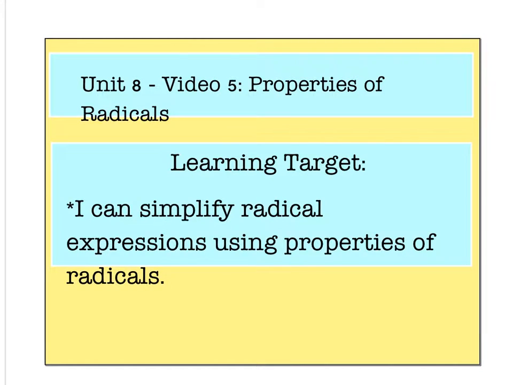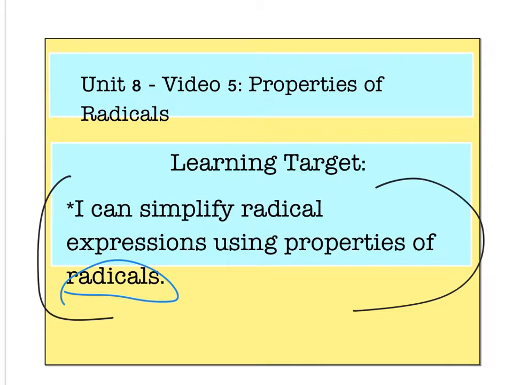This is Unit 8, Video 5, talking about properties of radicals. You need to be able to simplify radical expressions using properties of radicals. Radicals are a big topic of what we've been talking about, so let's get into it here.